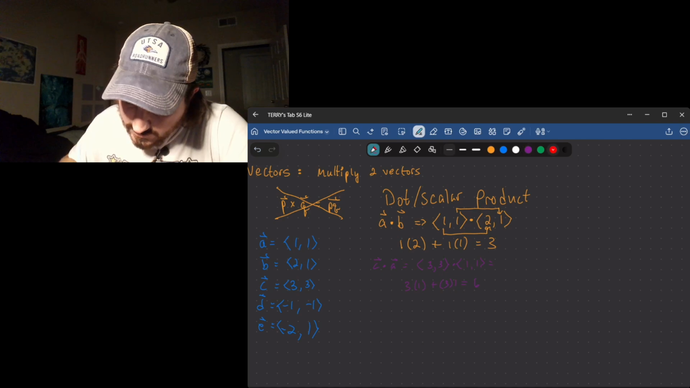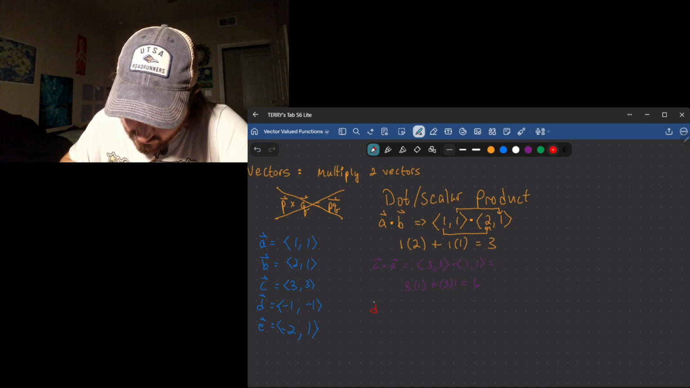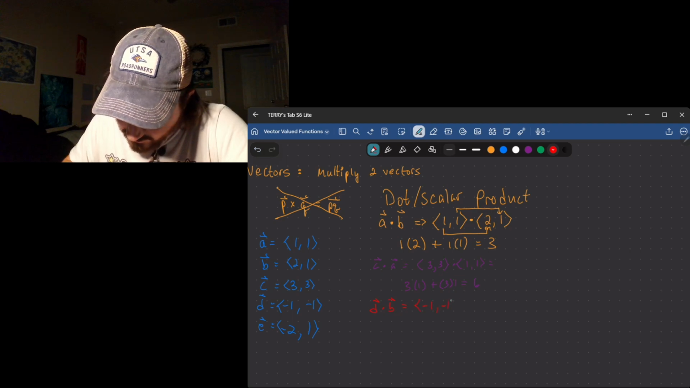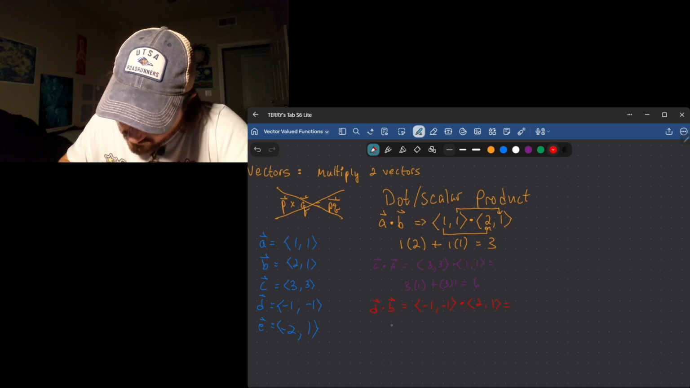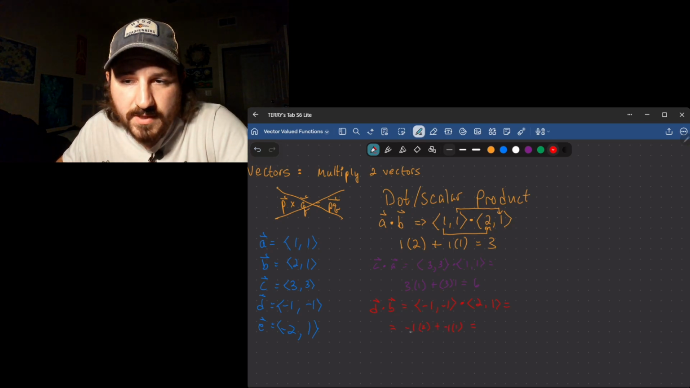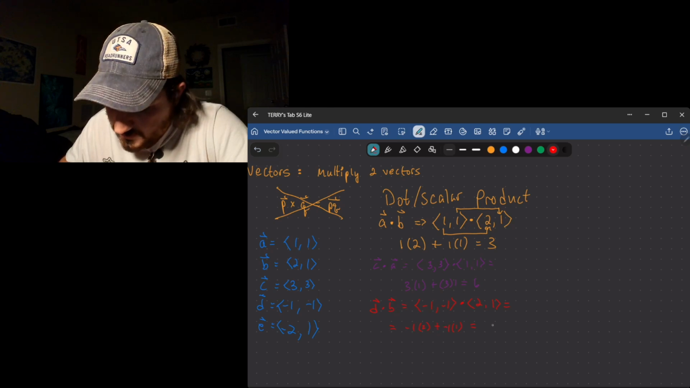Let's do one with some of these negatives. We'll do D dot B and see where that goes. We've got -1 here and -1 here, and then we're going to dot that with 2, 1. In this one, we're going to get -1 times 2 plus -1 times 1. -1 times 2 is -2, and then -1 times 1 is -1. So -2 plus -1 is just -3.